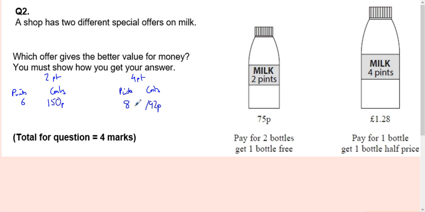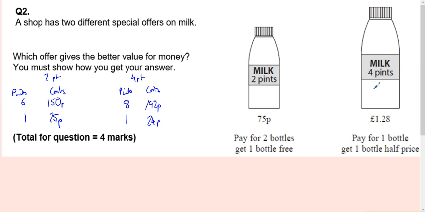We've got a couple of ways we can go next. We could go down to 1 pint for each and compare the cost of what 1 pint would be with the offers. 150 divided by 6 would be 25 pence. 192 divided by 8 would be 24 pence, showing that the 4-pint offer is the better value one.